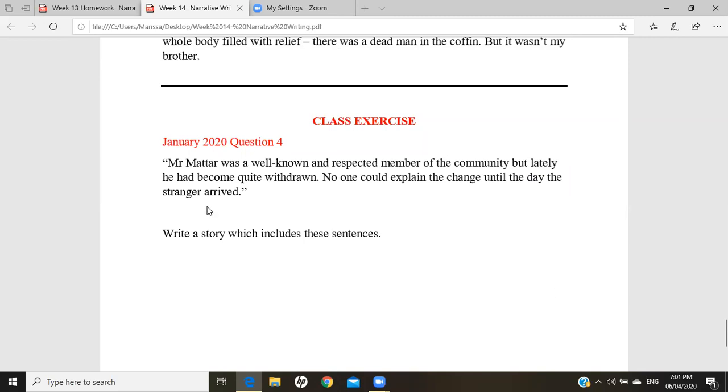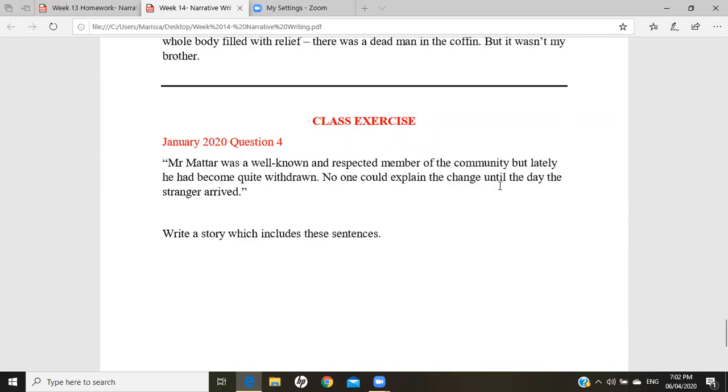And the question says, Mr. Mata was a well-known and respected member of the community, but lately he had become quite withdrawn. No one could explain the change until the day the stranger arrived. Write a story which includes these sentences. So again, one more time, the question is, Mr. Mata was a well-known and respected member of the community, but lately he had become quite withdrawn.